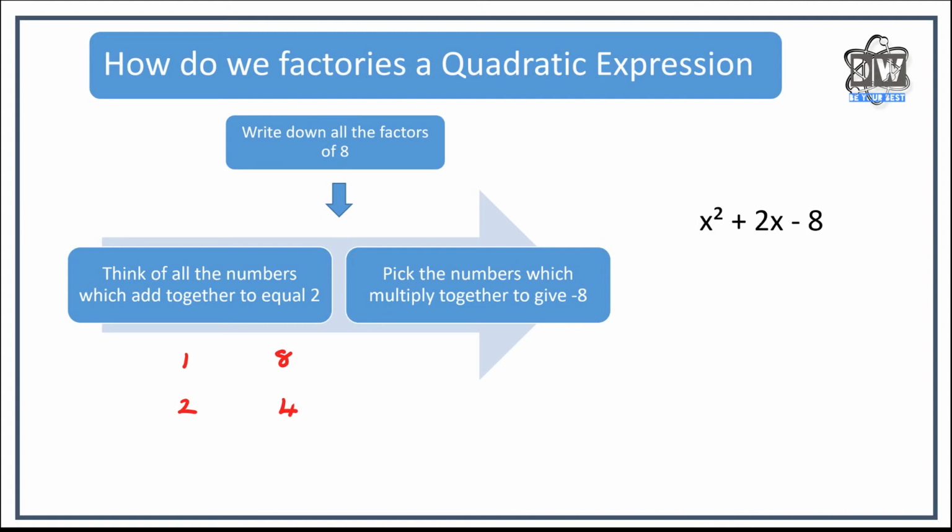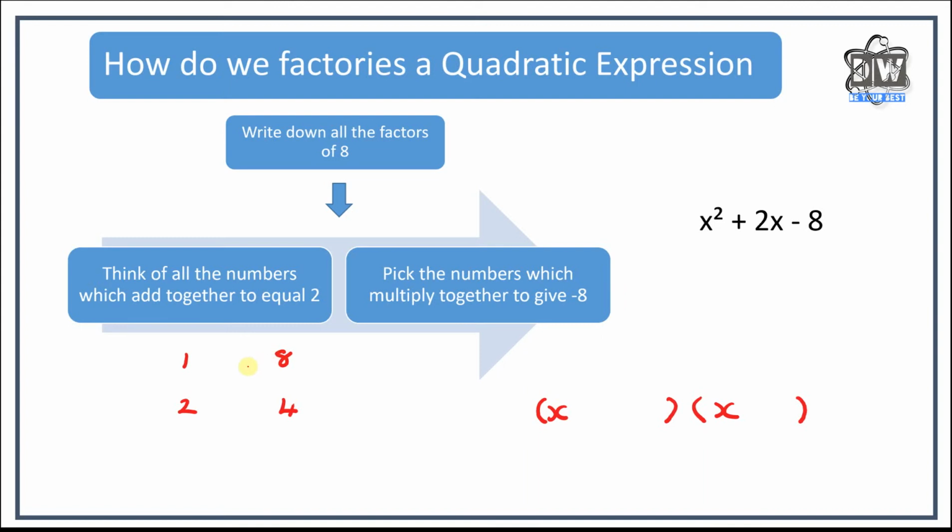So now we're going to put out our brackets with our x's in. We hopefully learned that from the last video. And all we're going to do is go through this now. Can I make in any way 2 out of this and 8 out of this? So we're going to times together to give us minus 8, and we're going to add together to give us 2. So let's have a think of this now. 1 times 8. Okay, that doesn't give us minus 8.